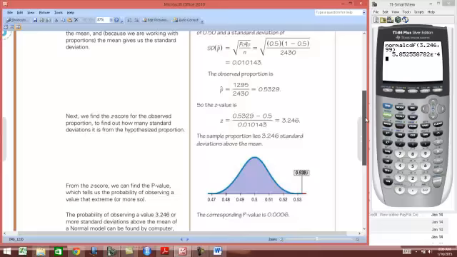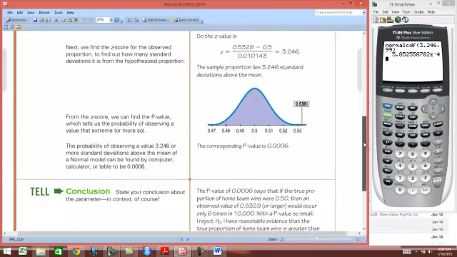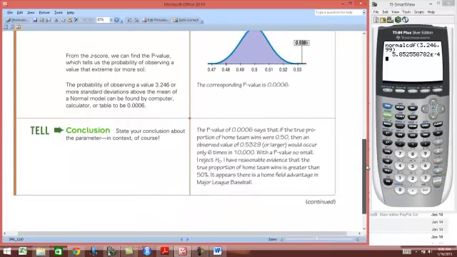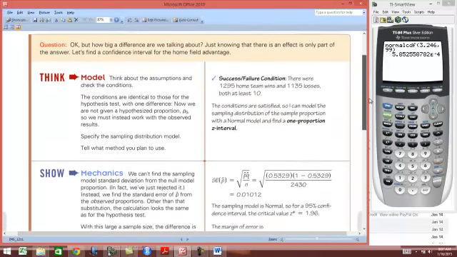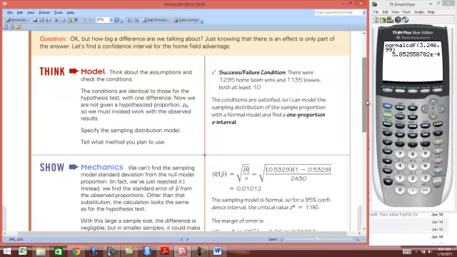So remember, everything on the right is what you have to show. What's on the left is what you do to produce that. And your conclusion: with the p-value this low, we reject the null hypothesis. There is evidence that the true proportion of home team wins is greater than 50%. It appears there's a home team advantage in Major League Baseball. That's all context.